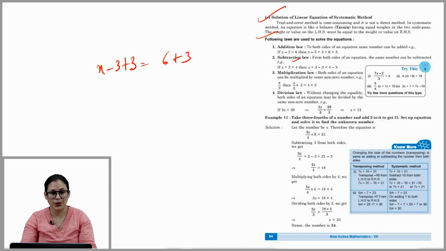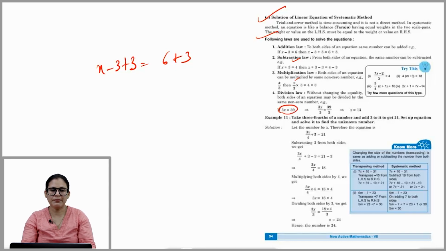Number 3, multiplication law. Both sides of an equation can be multiplied by the same non-zero number. Example is this. x by 3 into 3 is equal to 4 into 3. And number 4, division law. Without changing the equality, both sides of an equation may be divided by the same non-zero number. For example, the equation is this, and then we will divide by 3 from both sides.